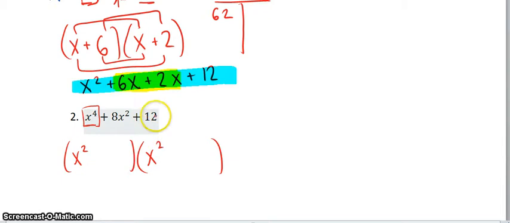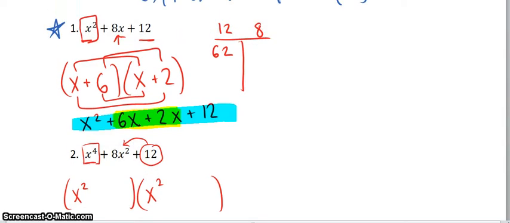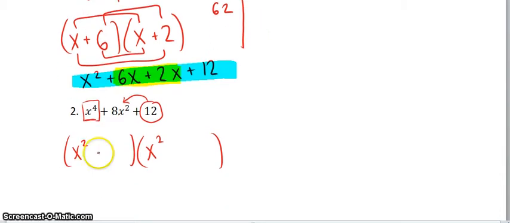Okay, now you need to see what's going to multiply to 12 and add to 8. So again, hopefully you're noticing this is similar to the last problem. I picked this problem so we can use the same factors. It's going to be 6 and 2. Okay, so plus 6 and plus 2.